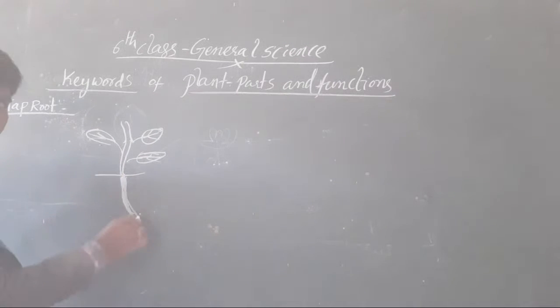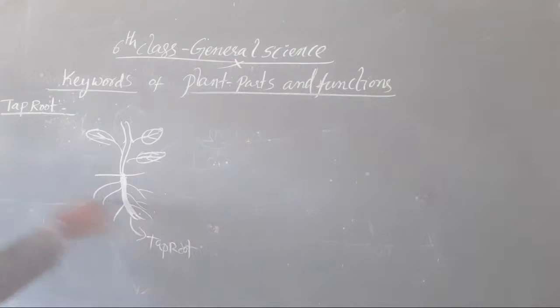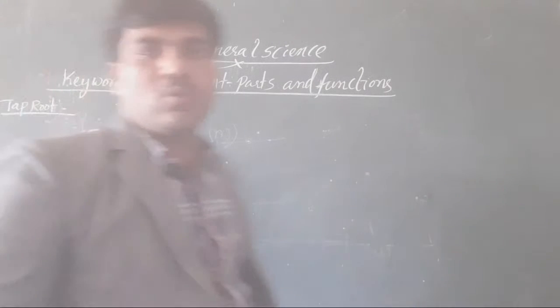This thick one is called the tap root. For this one there are so many branches. This is called the tap root. And these are called lateral roots, or otherwise rootlets. Okay, you know very well.